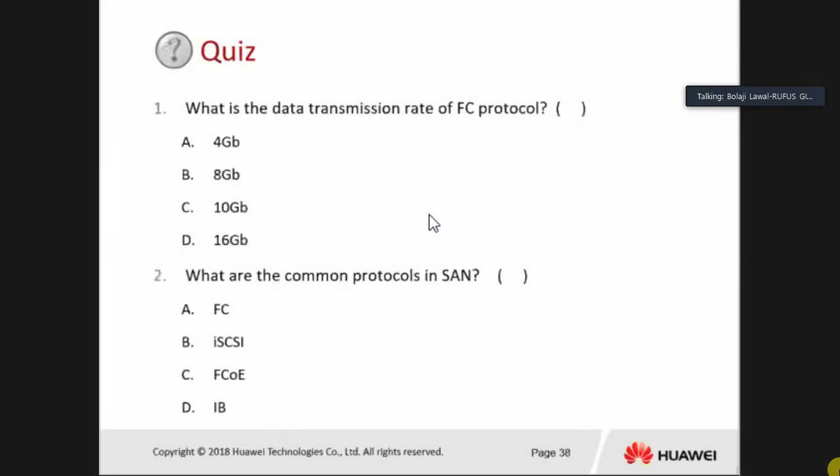So let's look at this question together. Anyone want to try? Please raise your hand.